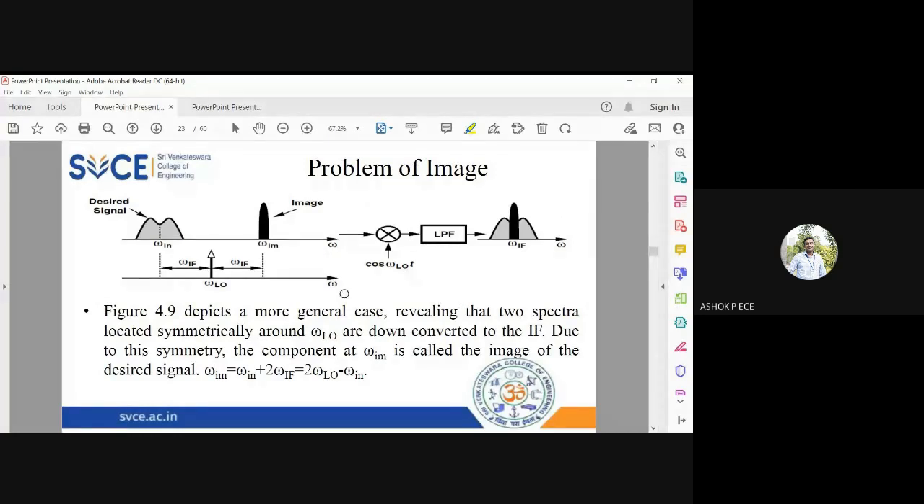So here we are going to see that this is my desired signal, and I have an image signal, which is essentially a noise located here at a frequency far away from the omega RF. And you see here the local oscillator is exactly located in such a way that on either side it has the image frequency. So I can say from omega LO, the message and the image signal are equidistant by a frequency omega IF.